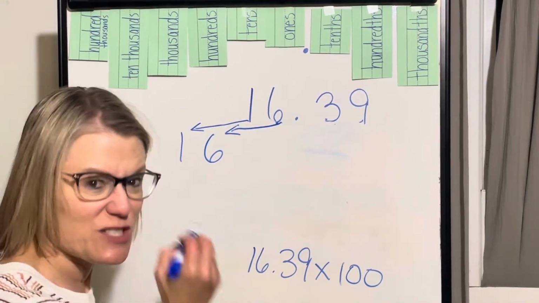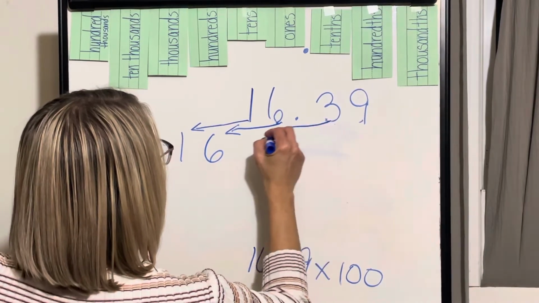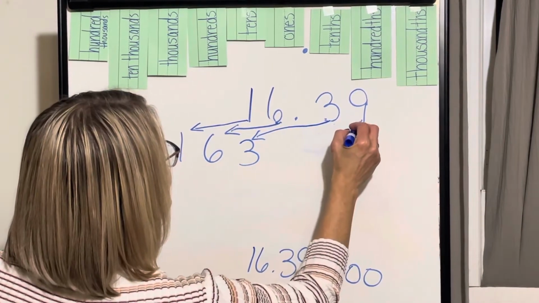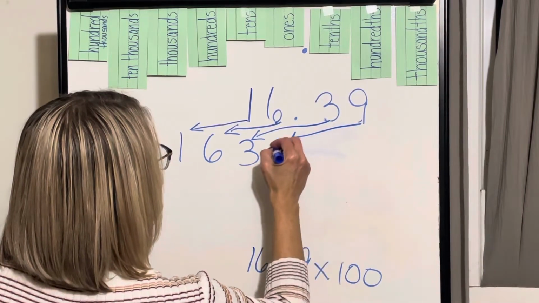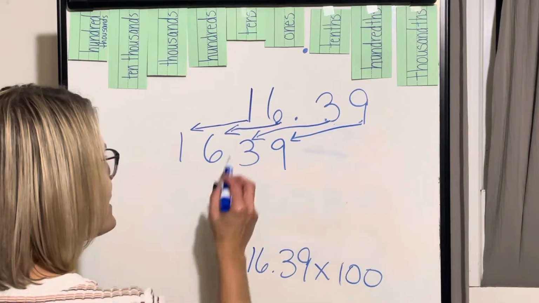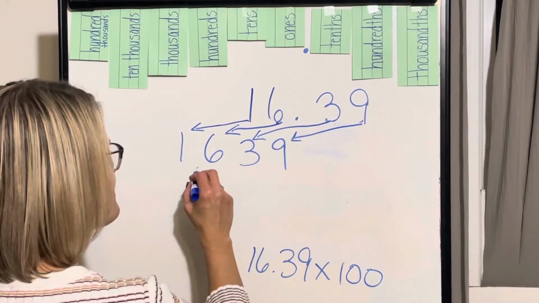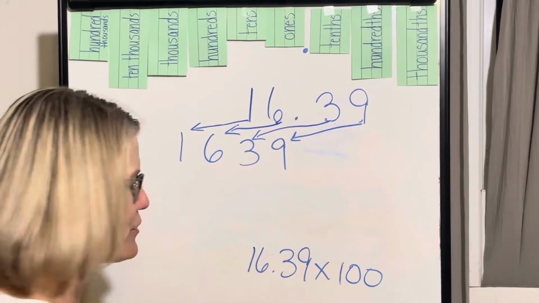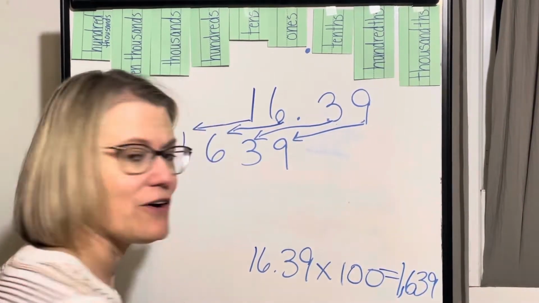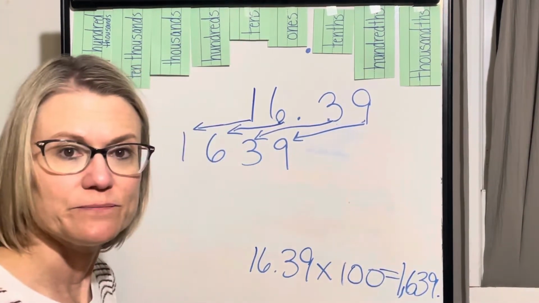Notice how this works? This is pretty cool, isn't it? All right, the 3 in the tenths is going to move to the tens, and the 9 in the hundredths is going to go all the way across the decimal and end up in the ones. So this number now, after we multiply 16 and 39 hundredths, becomes 1,639. The decimal now is behind it because this is a whole number.